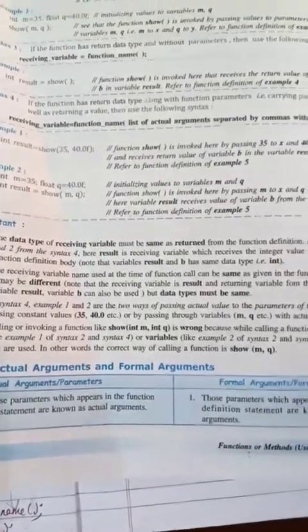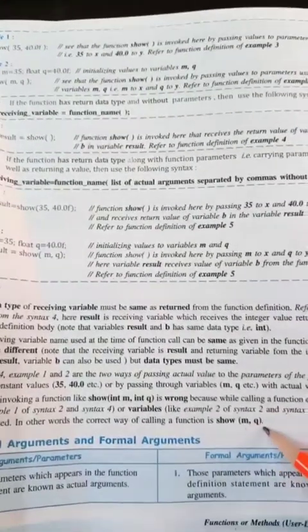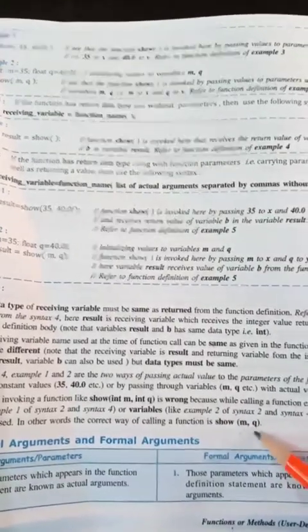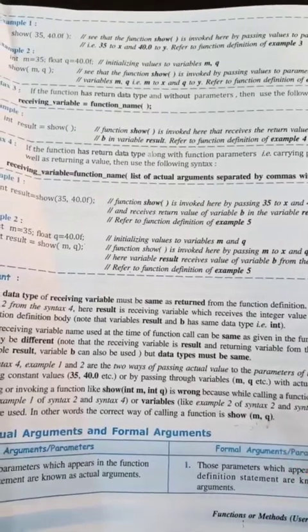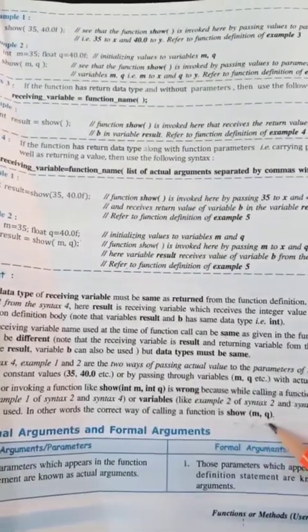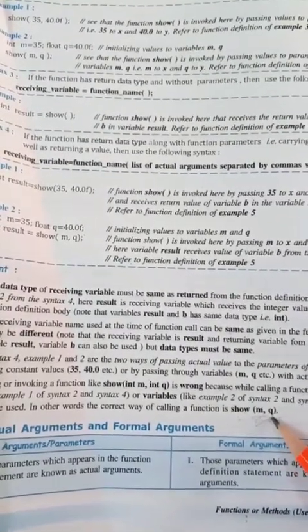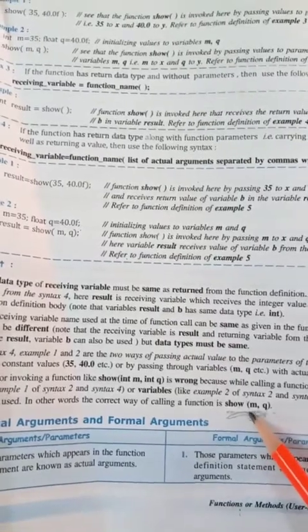Then calling or invoking a function like show int m comma int q is wrong, because while calling a function, either constants or variables without data type are used. In other words, the correct way of calling a function is show m q. In a function call statement, you will write only m comma q. You will have the values of m and q, or you must have declared these variables earlier before using. So you will not pass like show int m comma int q. In a function call statement, data type should not be there. You must have declared and initialized these variables before writing the function call statement. So there should be only m comma q.